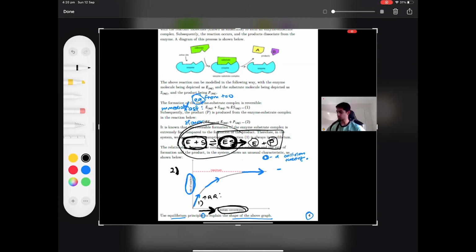Good. So I would say that'd probably be about 2 marks in itself. So the first mark I would say would be from explaining the initial increase due to collision theory with the second reaction.